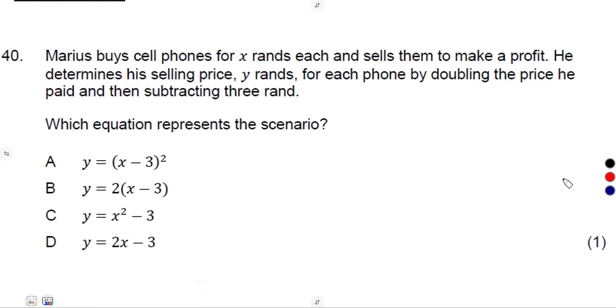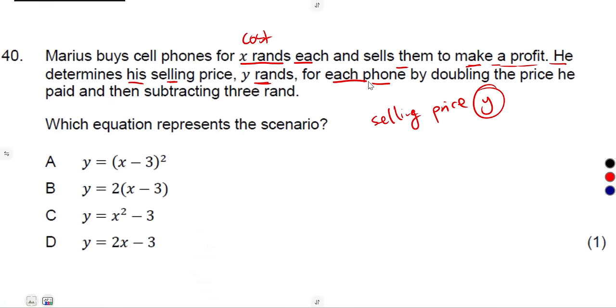We are given that Mauritius buys cell phones for X rands each. This is the cost price, and then sells them to make a profit. There is a profit there, okay? He sells, or sorry, he determines his selling price, which is Y. So our selling price is what? Our selling price is Y. For each is each there, then here it's also each. So guys, there's no any adjustment there.